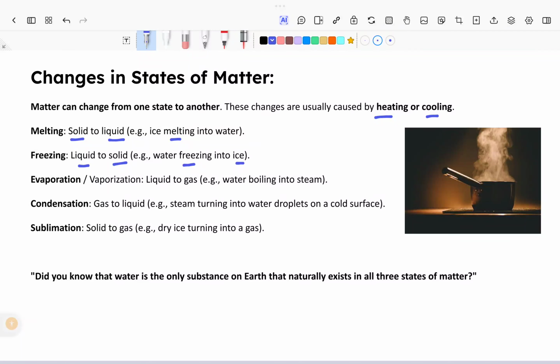Vaporization is the change from the liquid state to the gaseous state. Example, water boiling into steam. Then comes condensation. That's the opposite of vaporization, where gases change to the liquid state. Example, steam turning into water droplets on a cold surface. And lastly, sublimation is the change of solid state to the gaseous or vapor state without passing through the liquid state. For example, dry ice turning into a gas.